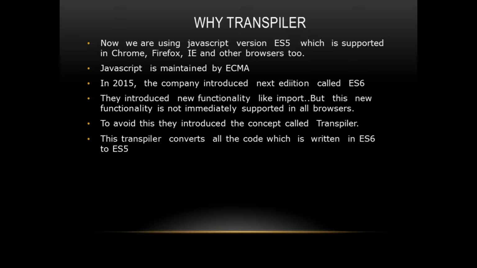In ES6, they introduced a functionality called import, but this functionality is not supported by all browsers: Chrome, Firefox, IE, etc. To avoid this, they introduced a concept called a transpiler. This transpiler converts all the code written in ES6 to ES5 itself, so that it can be supported by Chrome, Firefox, IE and other browsers. So this is where the transpiler comes in.